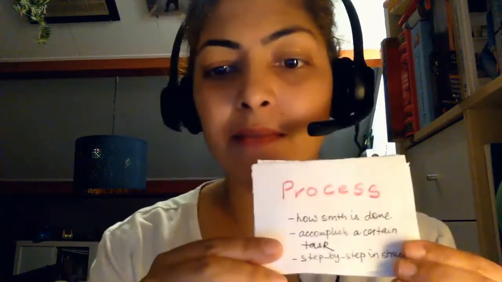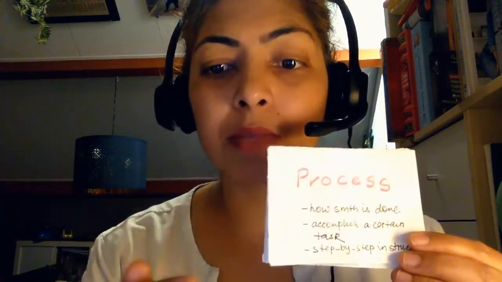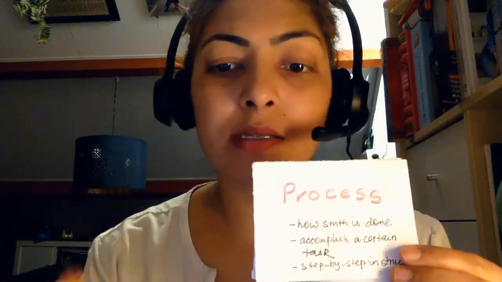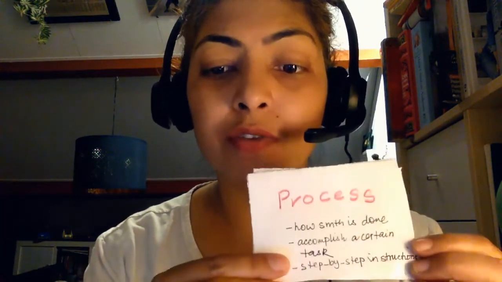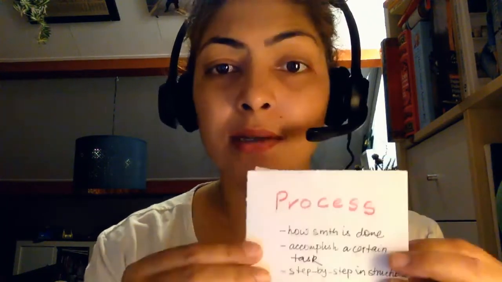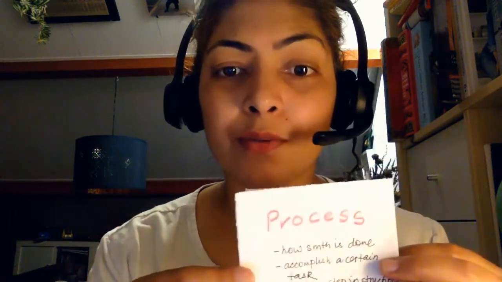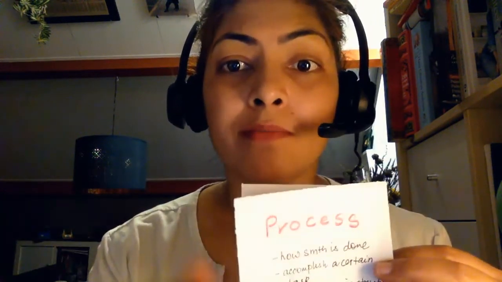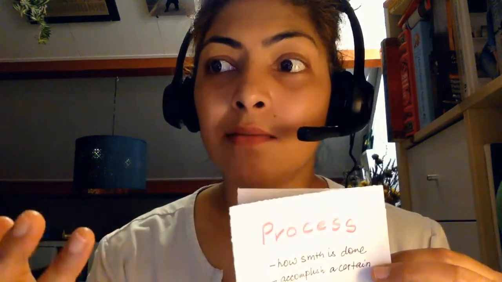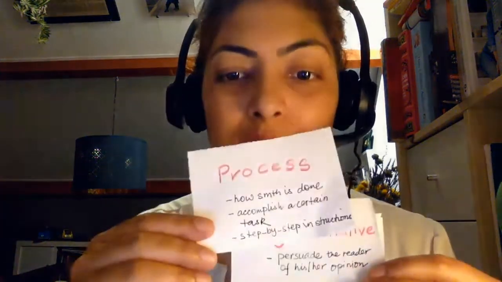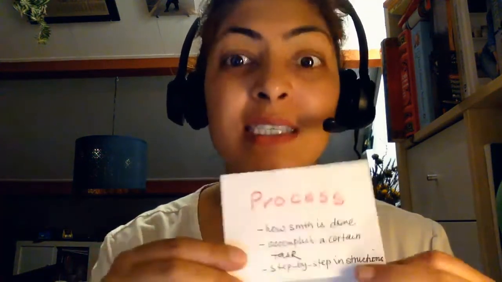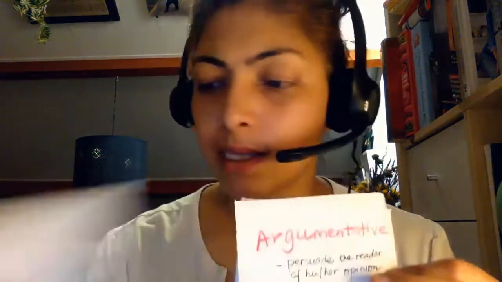Then you have a process essay. In a process essay, you describe how something is done or how a certain task is accomplished. Or you could also give step-by-step instructions. For example, how do you conduct a successful job interview? Or how do you write an essay? You could write an essay on that. So that's a process essay. You describe how something is done in series.